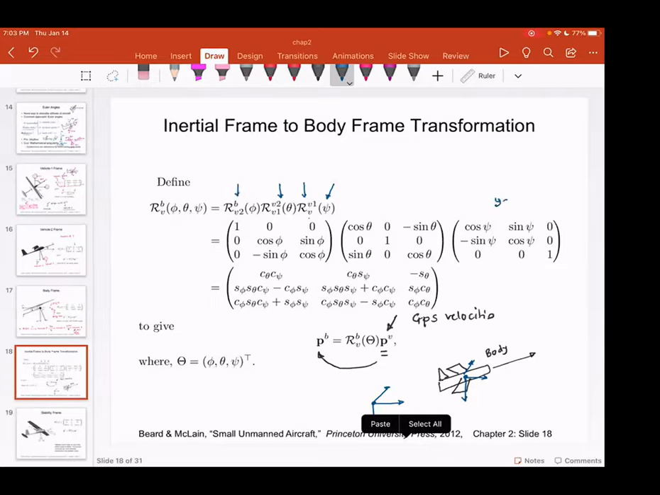In other words, you first perform the yaw orientation change, then the pitch orientation change, and then the roll orientation change. That way, now you have your velocities or positions in the body frame. And that is what is needed when we are trying to solve the problem. This is again the same problem when you are trying to solve flight dynamics or inertial navigation. So keep this in mind.